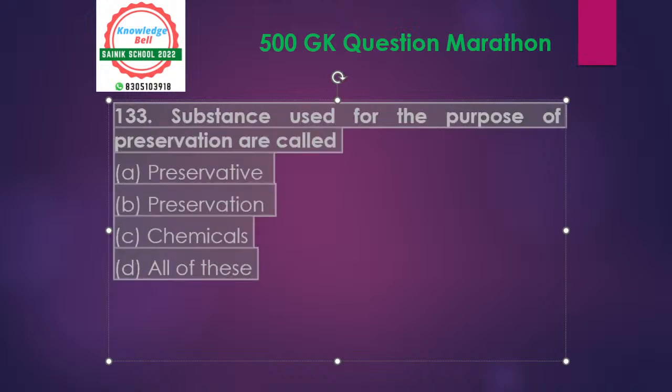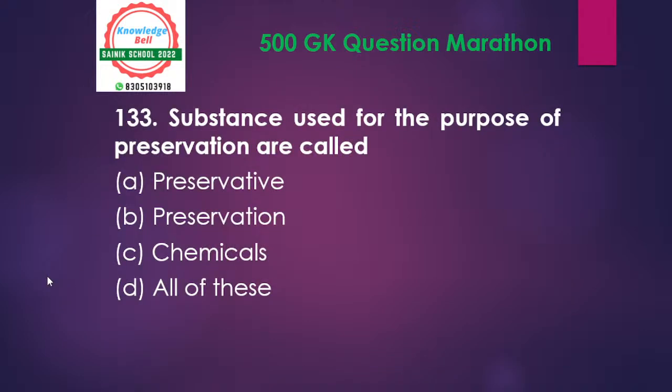The next question after this: substances used for the purpose of preservation are called, substances which are used for the preservation of food are called preservatives, preservation, chemicals, or all of these. Any substance that we use for food preservation, what will it be? Very good Pratyaksh, you have answered correctly. Any substance used for the purpose of preservation, we call it a preservative.